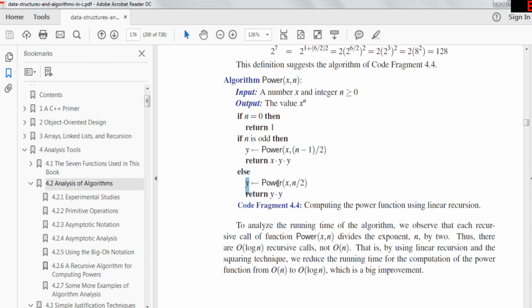Return y times y. To analyze the running time of the algorithm, we observe that each recursive call of the power function divides the exponent n by 2. Thus, there are O of log n recursive calls, not O of n. That is, by using linear recursion and the squaring technique, they reduce the time for computing the power function from n to log n, which is an improvement. Oh, that's pretty cool.